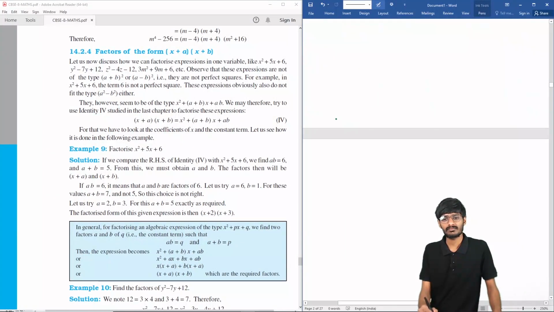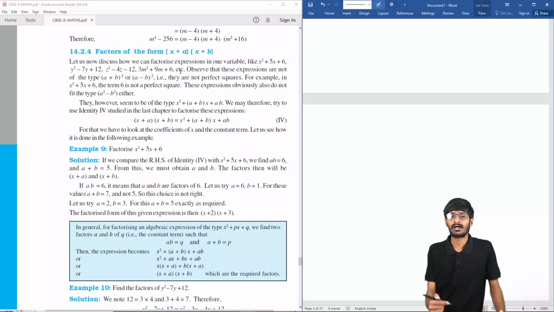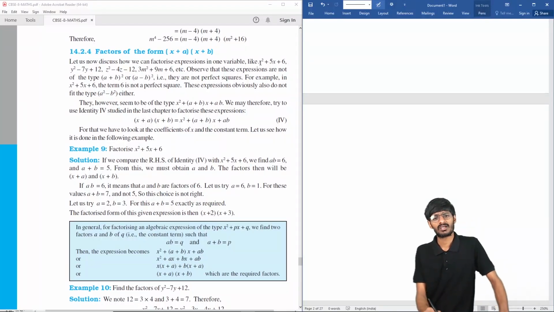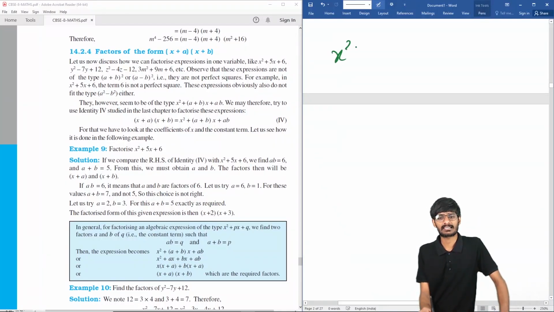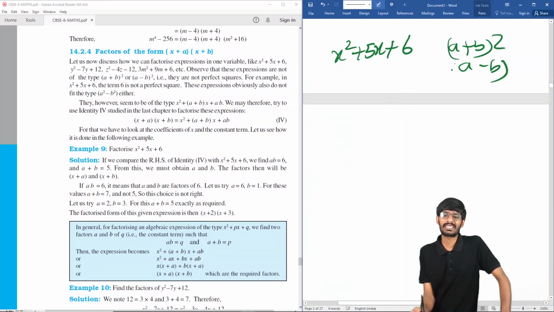Next, if there are factors of the form x plus a into x plus b, how to do this task? Okay, students, there are some expressions and we can solve them by using a form here. This is another case. Suppose there is x square plus 5x plus 6. In this type of situation, we can't write it as a plus b whole square or a minus b whole square or any identity.